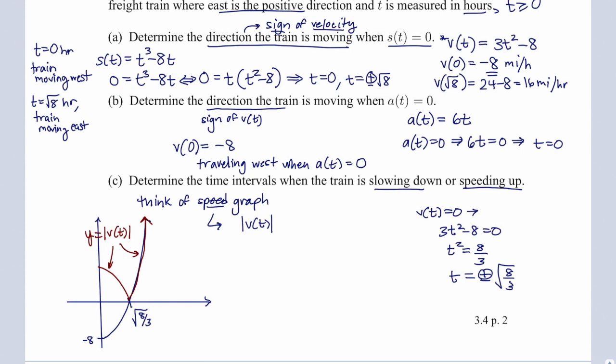So if we're thinking about this as our graph that shows the speed, we can see the graph, or the particle, or what are we talking about? A train. The train is slowing down on the interval from 0 to square root of 8/3 because it's coming to a stop on that interval. We're losing speed. And then it comes to a stop at the square root of 8/3, and then picks up speed after that.